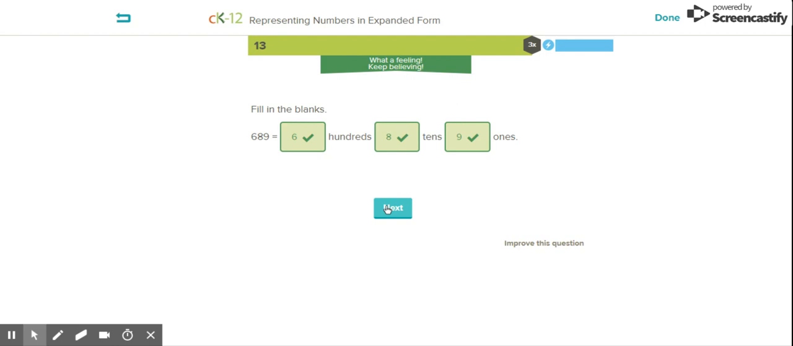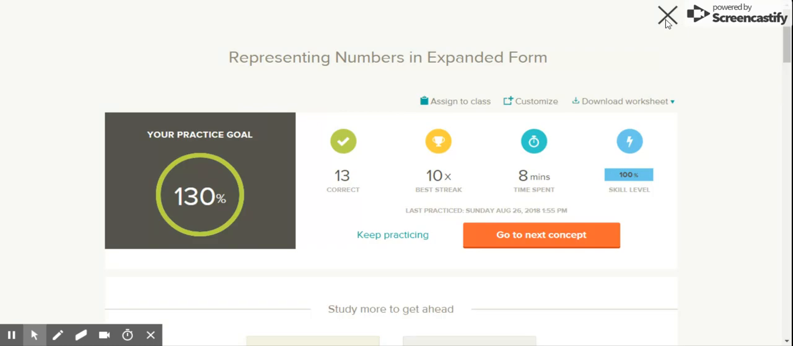When you're done, sometimes I'll ask you to let me look at it. After I've looked at it, you'll just click done. And you'll get a report showing that you went past your goal and that you were doing more than expected, like we've been talking about in class.